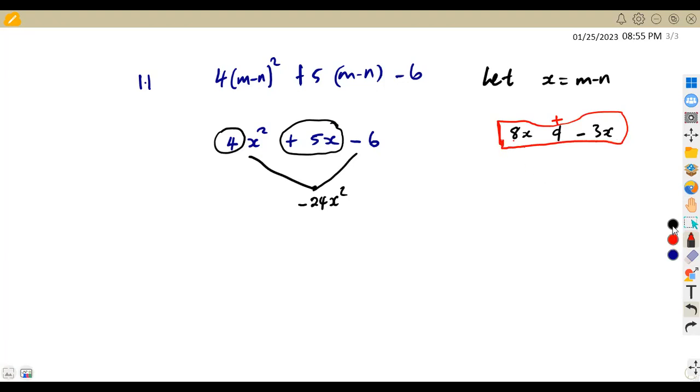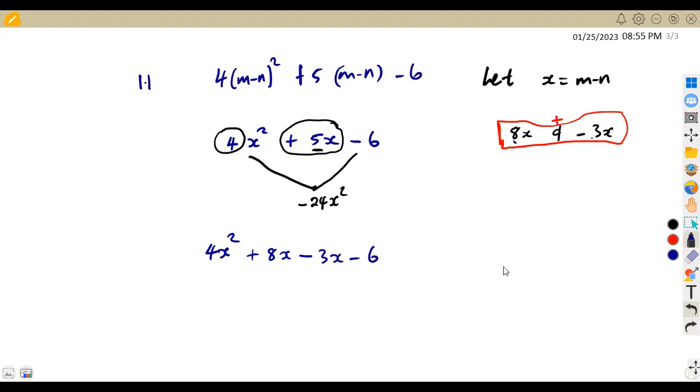Remember, these are supposed to be substituted into the middle term, which is 5x. So therefore, this expression can be written as 4x squared, and we substitute these two terms, which is plus 8x minus 3x. All right, let me just rewrite this properly so that we can see this. Okay, so this is negative 3x, negative 6.